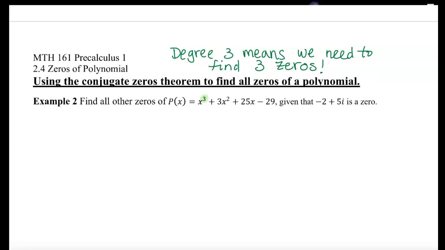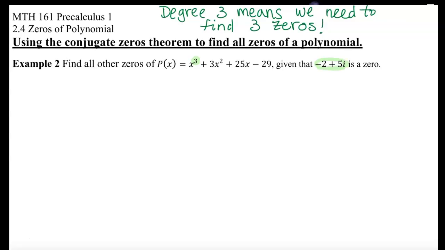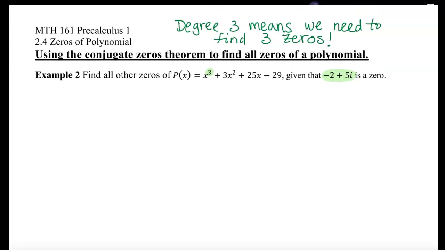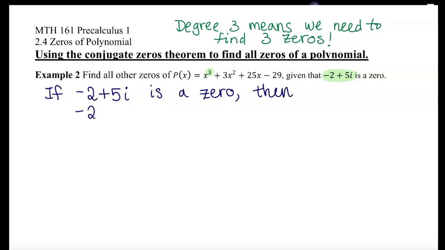Okay, hold on. They said given -2 plus 5i is a zero. Now, isn't that a non-real zero? I'm going to go ahead and add something then. You guys learned about the conjugate zeros theorem, okay? If -2 plus 5i is a zero, then -2 minus 5i is also a zero. Hooray! Guess what? We just found 2 answers.